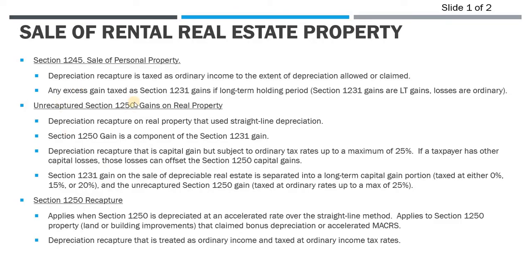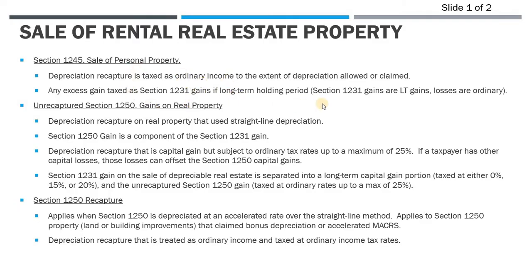So if we start with the first slide here, it covers some background on the different types of gains and income that you might have to recognize. The first one is Section 1245 property. This is personal property used in a trade or business. When you sell these types of assets, you're going to have depreciation recapture that's taxed as ordinary income, to the extent that you've claimed depreciation. And then anything over that is going to be Section 1231 gains.